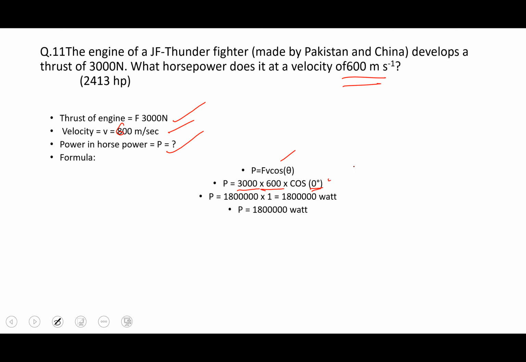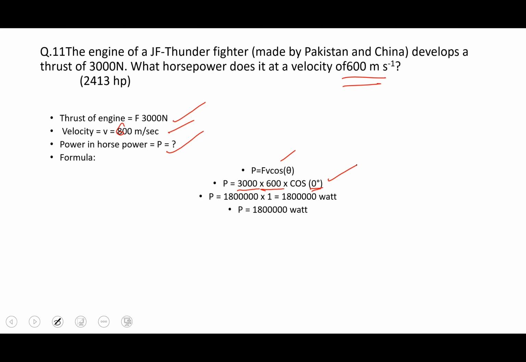So putting in the values, what do we get? We get 6 multiplied by 3, which is going to be 1800000 into 1, which is equal to, let's say, 1800000 watts, or power is equal to, let's say, 18,000 watts.